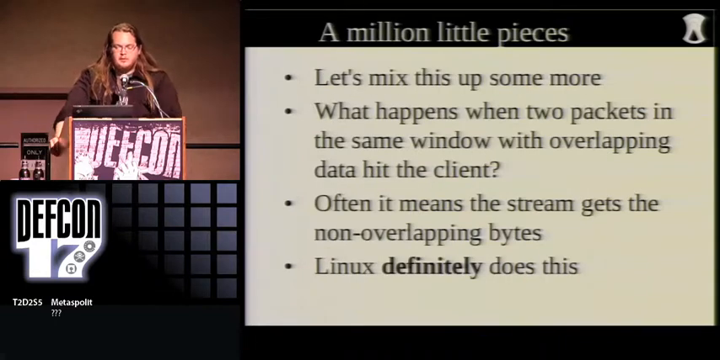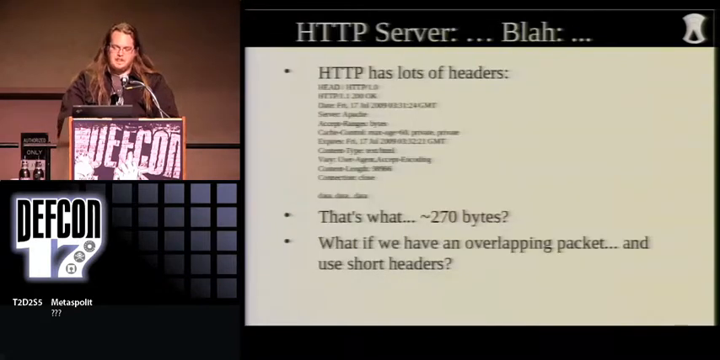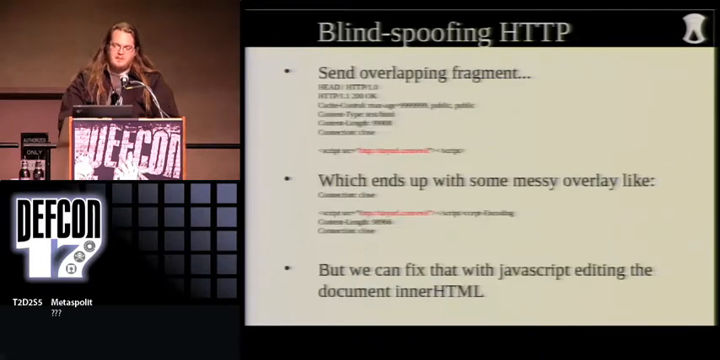So let's mix this up a little bit more. What happens when you get two packets in the same window with overlapping data, same sequence number, that hit the stack at almost the same time? In Linux, you get the combination of the non-overlapping bytes of the short packet and the long packet. That's interesting. So what does HTTP look like? It looks like a lot of headers that come back. That's like 270 bytes of headers. What if we had an overlapping packet with really short headers that we collided at the same time?